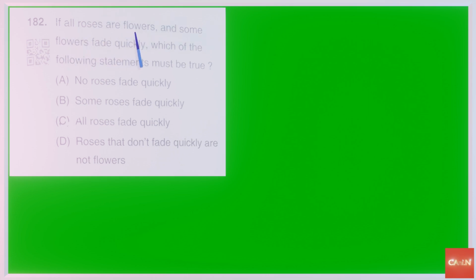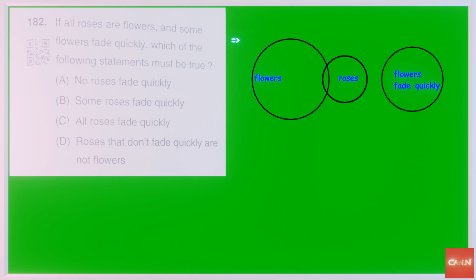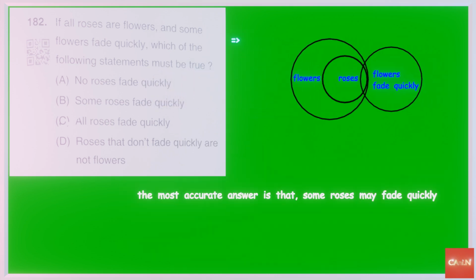If all roses are flowers, and some flowers fade quickly, which of the following statements must be true? From the diagram, the most accurate answer is that some roses may fade quickly. Hence, the answer is option B.